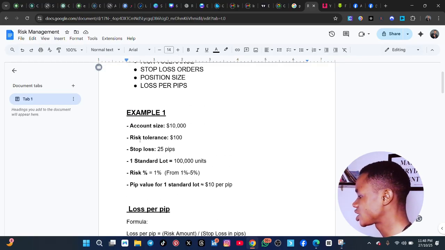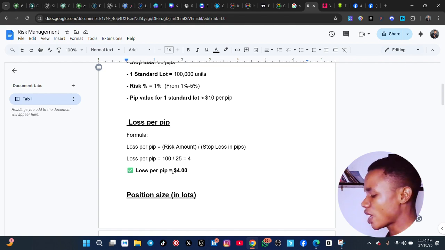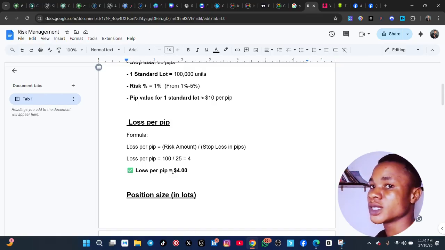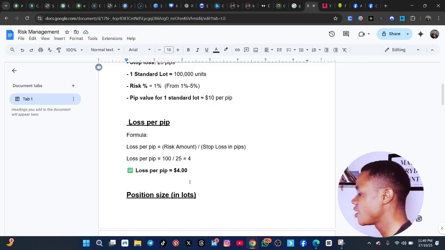See it here, the risk tolerance is $100, the stop loss is 25 pips, so $100 divided by 25 equals 4. So this 4 now becomes our loss per pip. We are willing to lose $100 if we take this trade. So if the price moves, we are going to be losing $4 per pip until it gets to that $100. That's what it means. All right, so the loss per pip is actually $4.